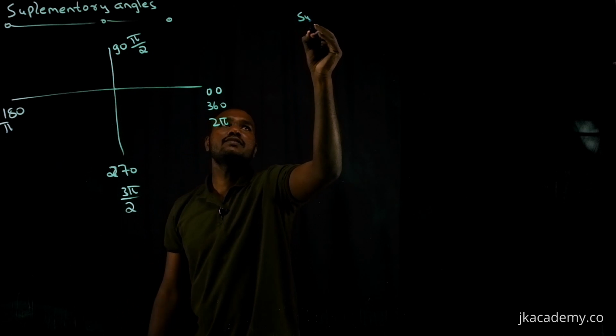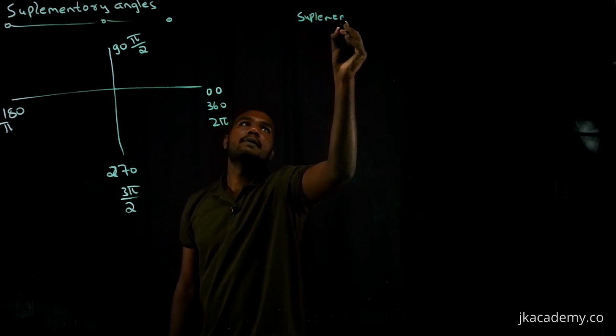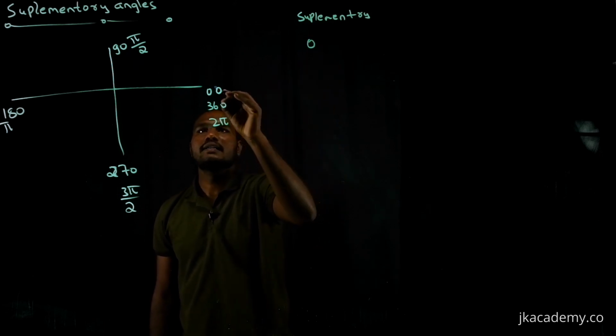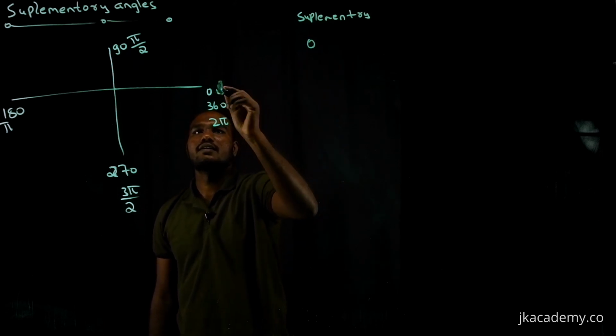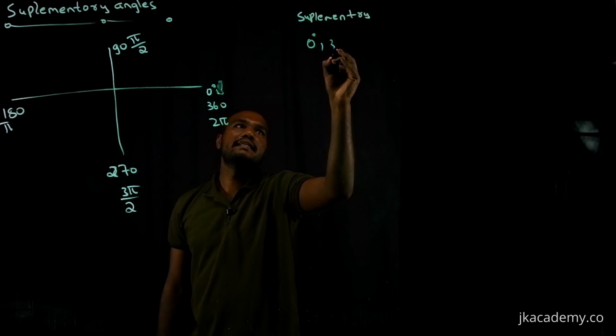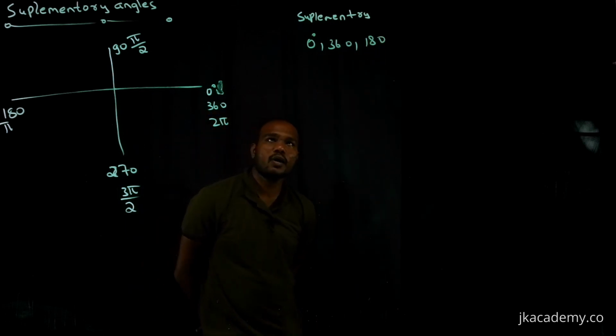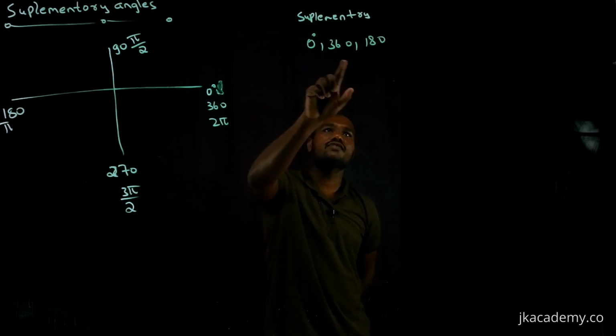First, supplementary means you should remember 3 numbers. What are those? 0 degree, right? This is 0 degree, 0 degree, 360 degree and 180 degree. These are supplementary. Now we'll talk about sign convention for this.